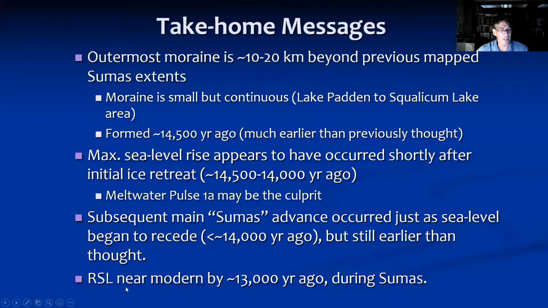Relative sea level, RSL, was near modern by 13,000 years ago during the Sumas. So this is a really rapid change in local sea level, going from more than 100 meters above sea level down to near modern within about 1,000 years. That's a really remarkable rapid change in local sea level.